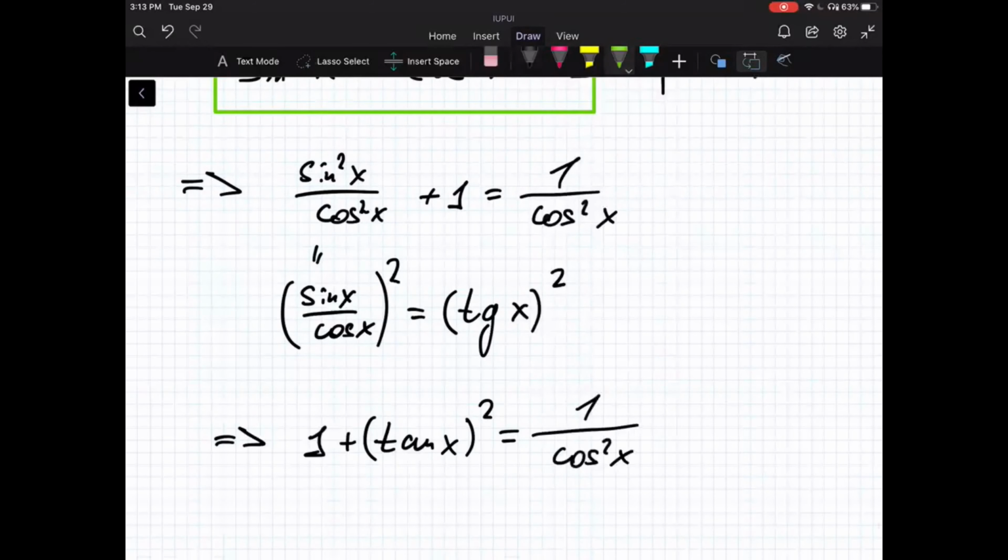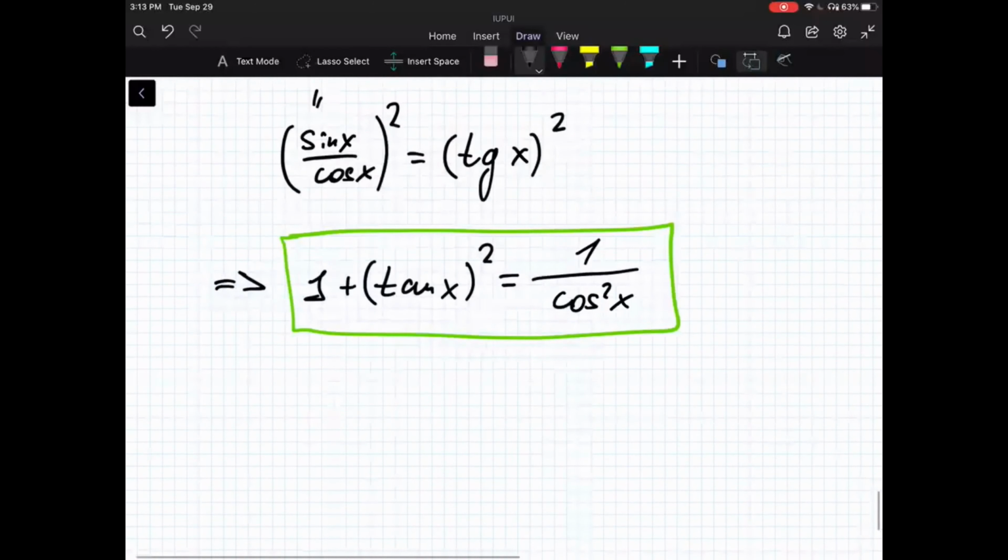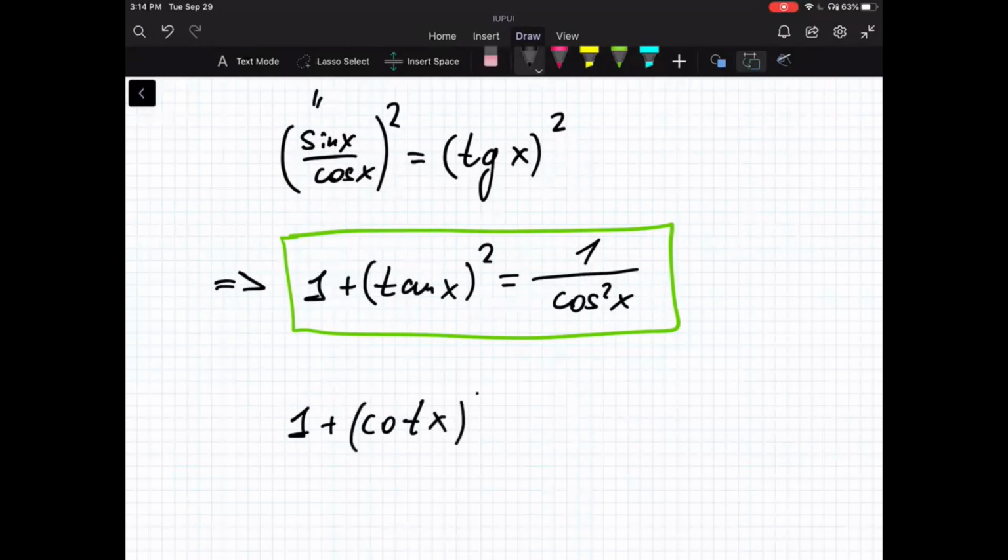In a similar way, if you divide by sine squared of x, then you'll get that 1 plus cotangent of x squared is equal to 1 over sine squared of x.